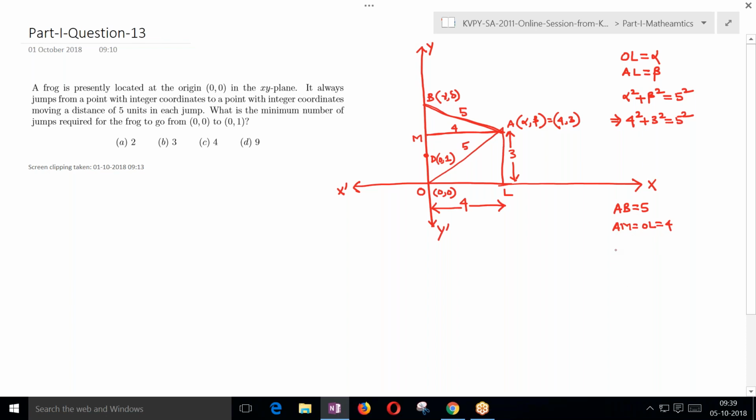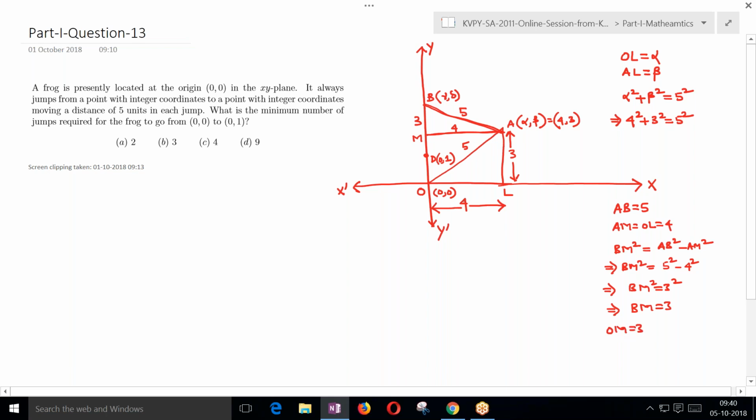As we know that BM square should be equal to AB square minus AM square, from the Pythagoras theorem. From here we get BM square. AB is what? 5 square. AM is what? 4 square. 5 square minus 4 square equal to 3 square. We get BM square is equal to 3 square. That implies BM is equal to 3. We get this as 3. Now as this is 3, OM is also 3. So OM, we already know OM is equal to 3.